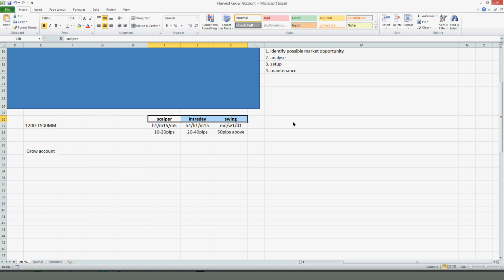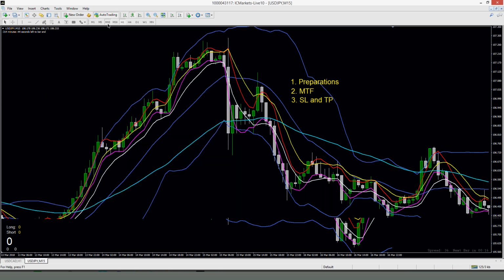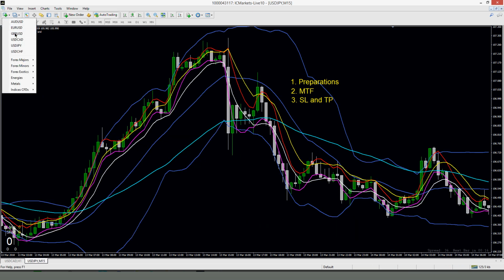So when you know you're a scalper, you need to understand that you're trading on the smallest time frames, H1, M15 and M5. And how the market moves on these smaller time frames, you need to be able to know how big the market is moving, and that will dictate how much you are trying to earn at this particular trade. Okay, so as I put over here, if I'm scalping, then I should be looking at about 10 pips to 20 pips. Okay, so let's just open another chart.